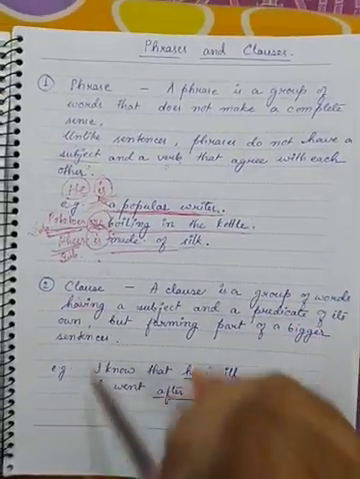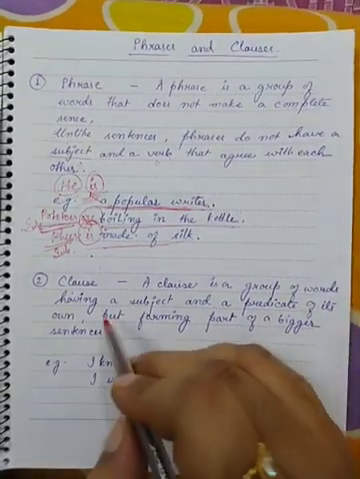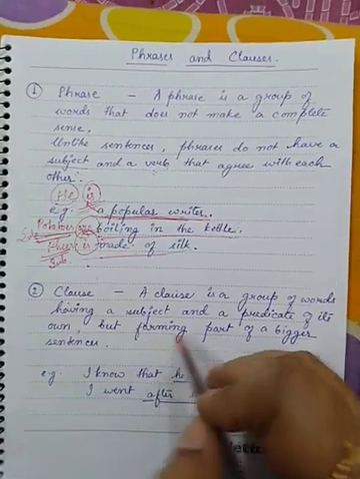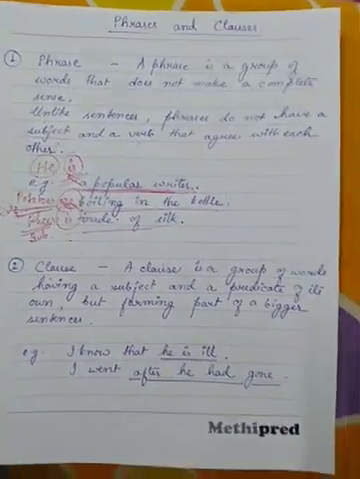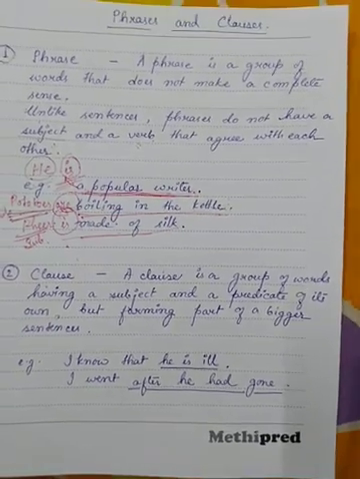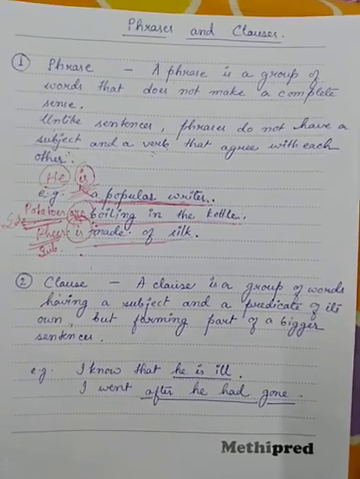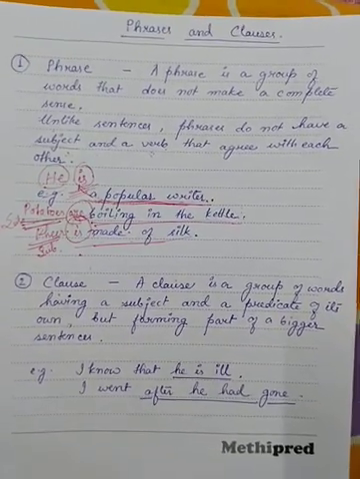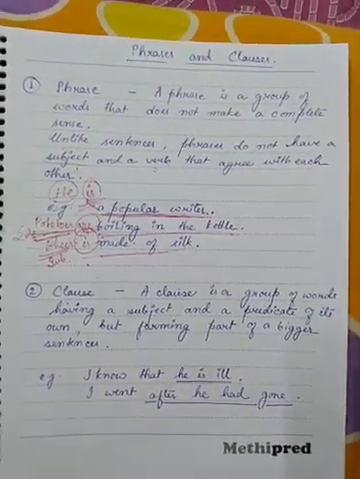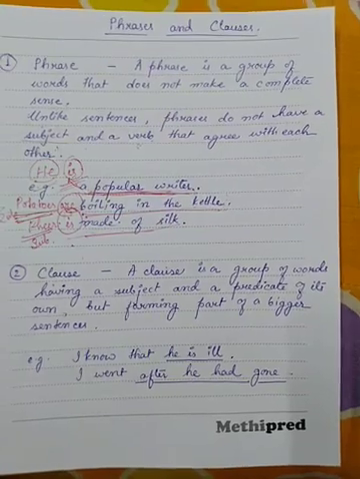Next, clause. A clause is a group of words having a subject and a predicate of its own, but forming part of a bigger sentence. Clause is different from phrase. A clause is a group of words having a subject and a predicate. A phrase will not have a subject and a verb, but a clause will always have a subject and a verb.